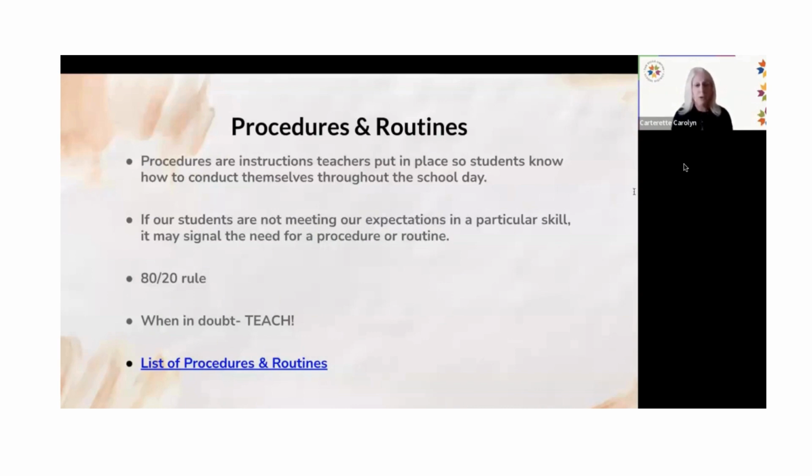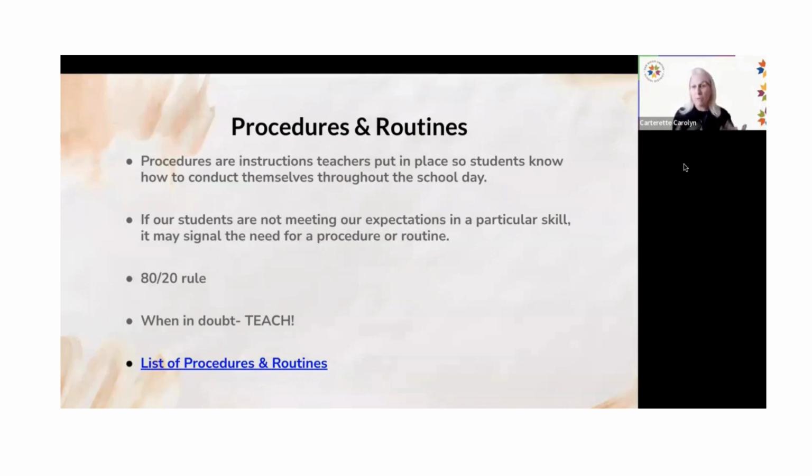Also, if at any point during our day, during our year, we're feeling like we're having to repeat our directions a lot and our students are having difficulty meeting our expectations in terms of what we would really like to see them doing, then that's kind of a red flag or a signal, if you will, that maybe I need to go back and teach this procedure or routine, or perhaps there are times within the year when we need to go back and reteach.